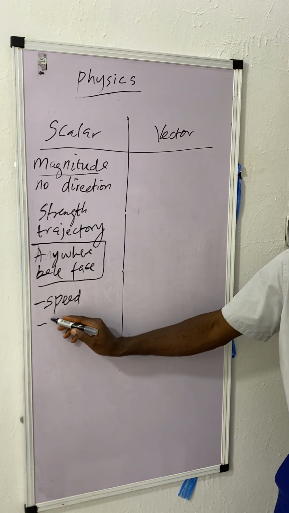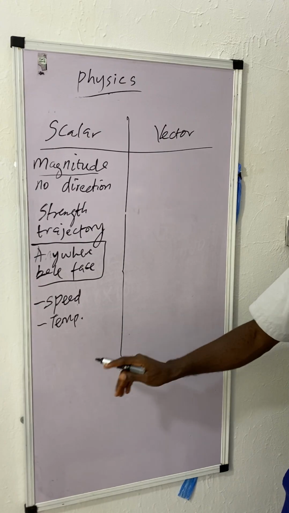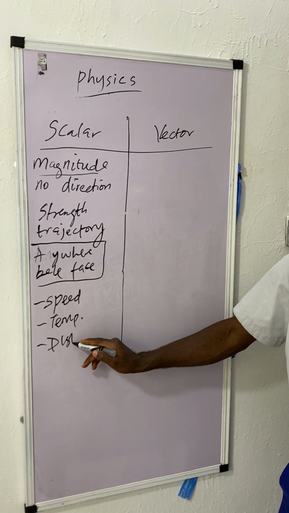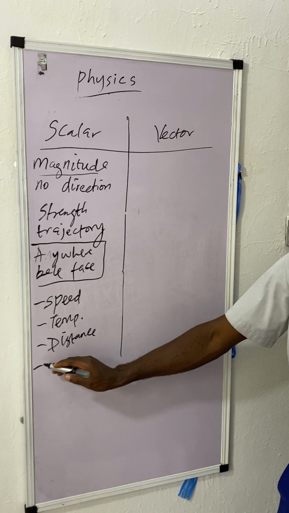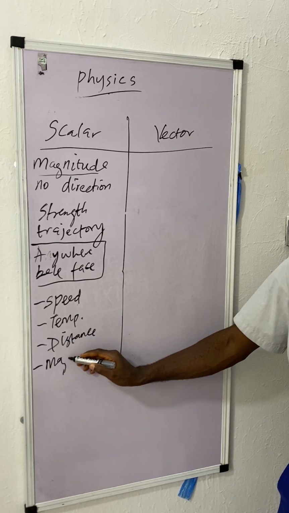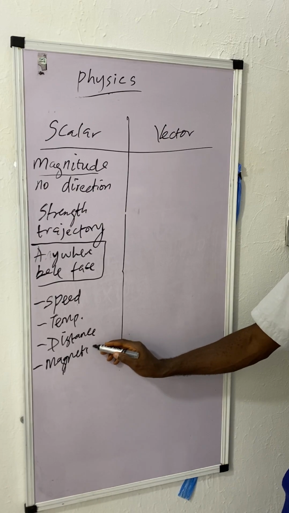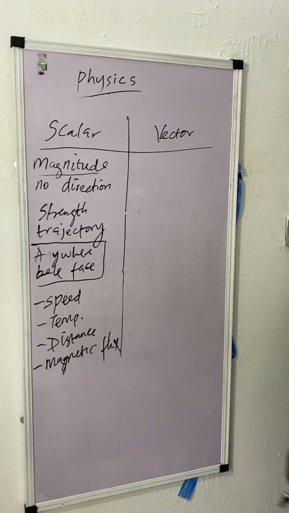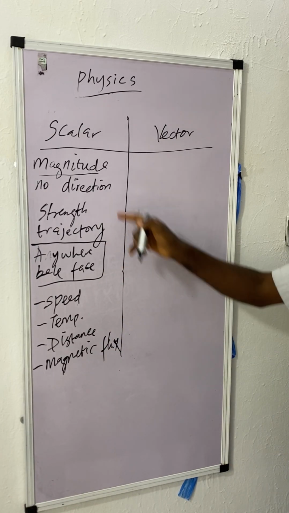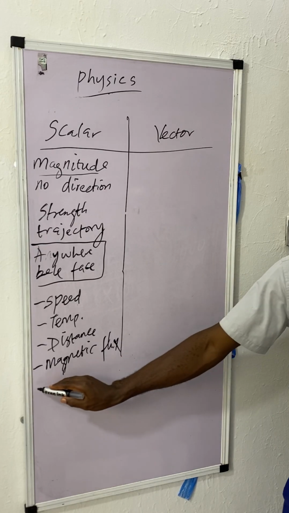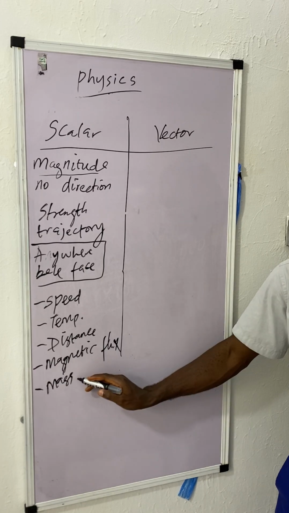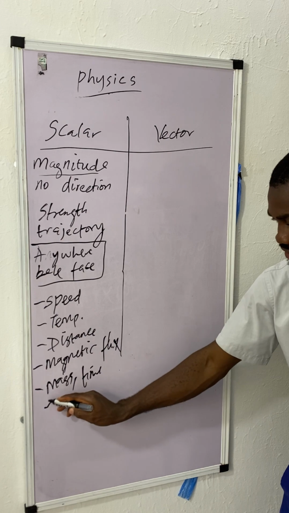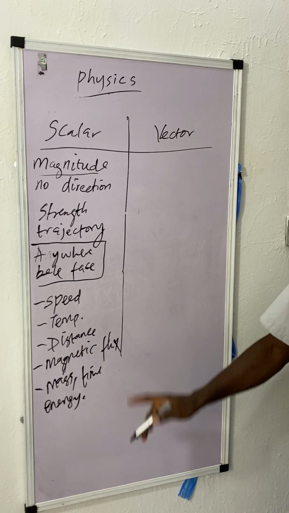We also have temperature. The same thing, no direction. We have distance here. So all these are scalar quantities. We also have magnetic flux, and so on and so forth under scalar quantities. It is here that we still have mass, time, and energy. All these are scalar quantities.